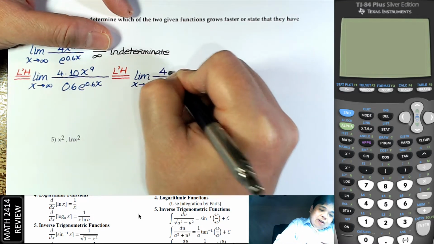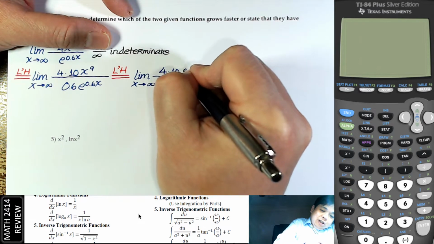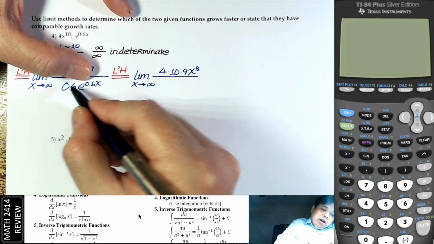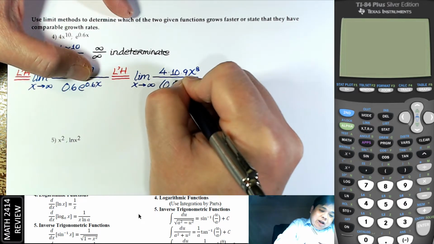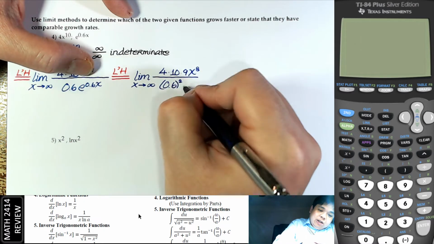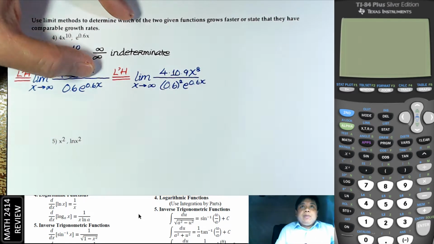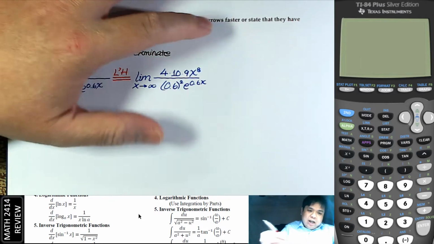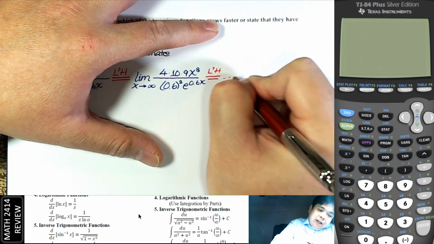Now, bring down the 9. And then we have x to the 8. And then there will be another 0.6. So make it a square. Right. So that still have infinity over infinity. So that means we take the L'Hopital rule again and again.